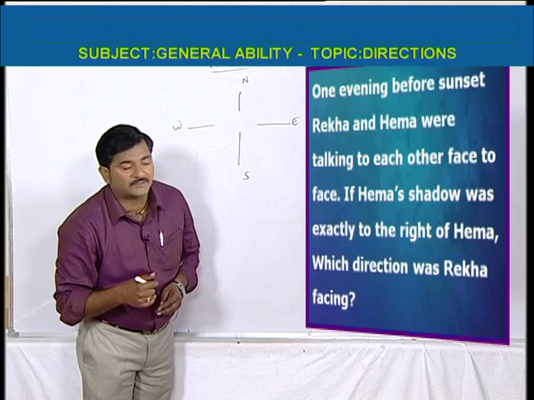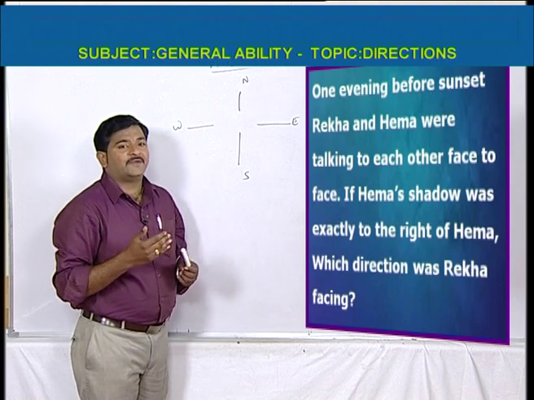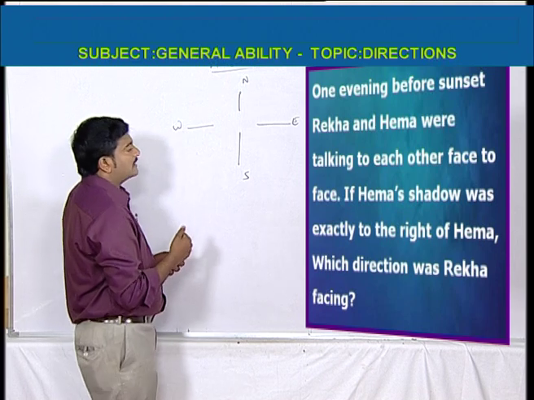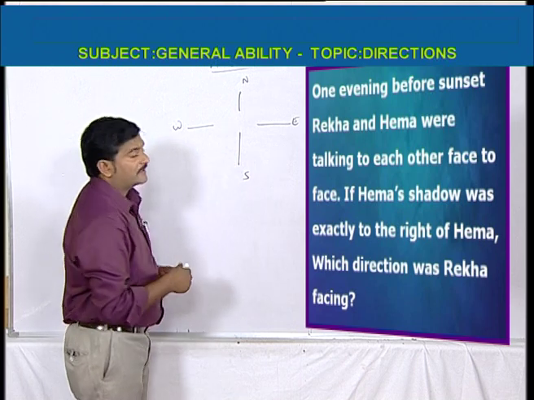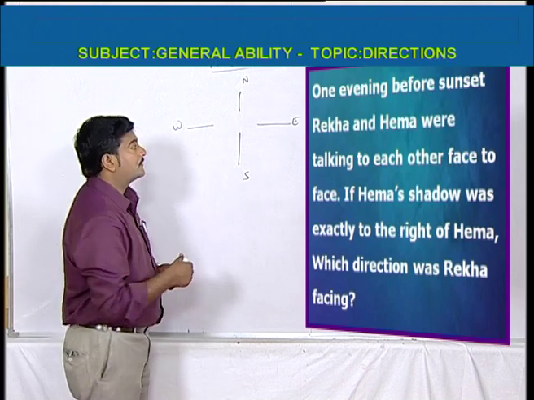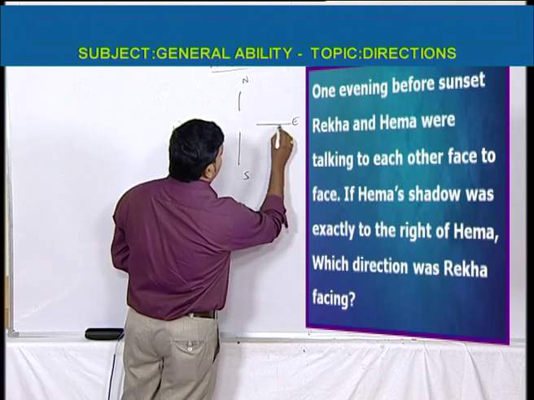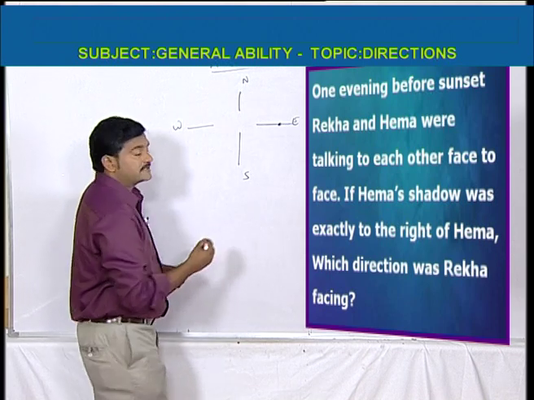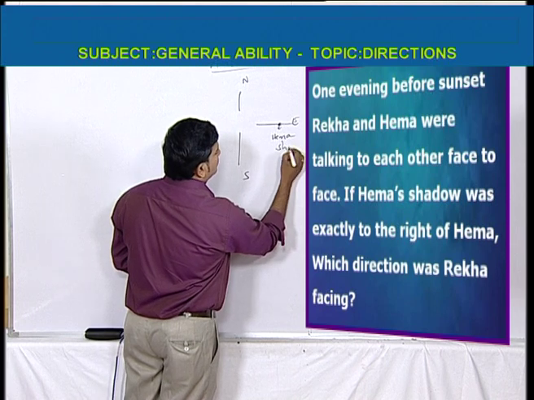Whose shadow is given in the question? Observe your question. Whose shadow is given? If Hema's shadow is exactly to the right of Hema, that's why first we have to fix Hema's shadow. And at which time? Evening time. So one thing is very clear: evening time shadow will always be towards which direction? East direction. So this is Hema's shadow.